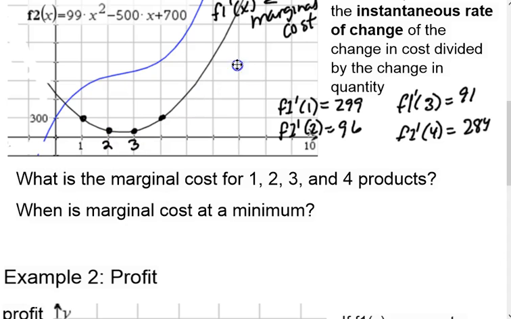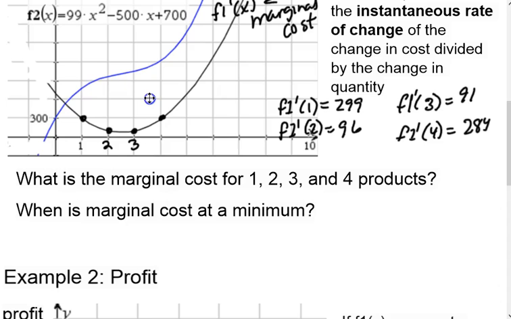I might make more profit overall when I make a whole lot more tables, but for right now I'm operating at a very efficient level by myself here, making 2 or 3 tables per week. Now how could you find exactly when the marginal cost is at a minimum? Well, I would want to know what the minimum value of my first derivative is.